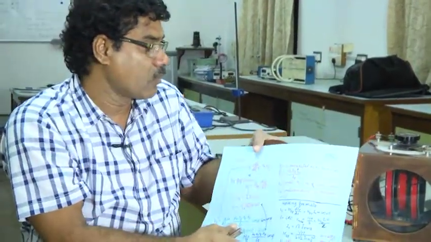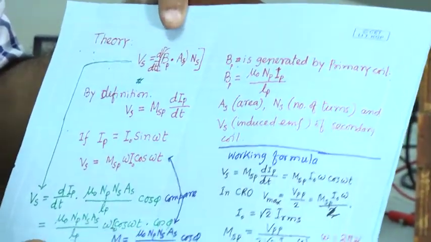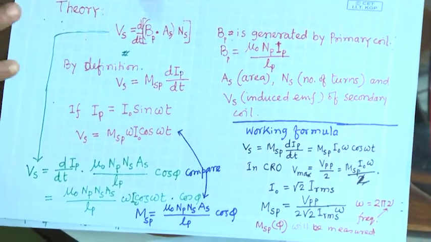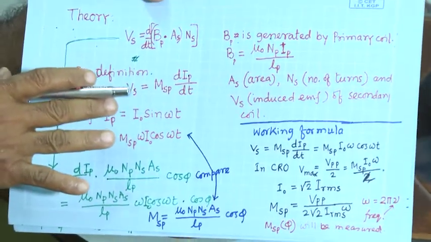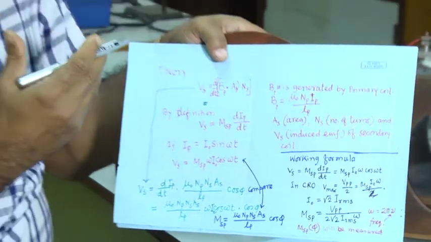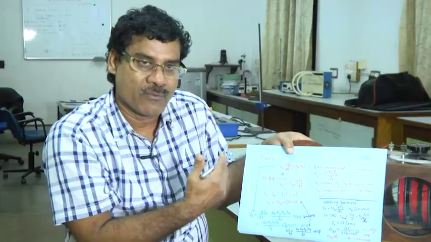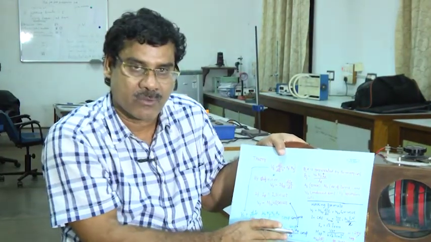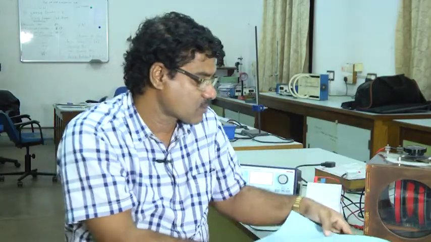So, for the working formula for our experiment, let me first show you the setup, then it will be easy to understand the purpose of this theory and the final expression of the working formula. Why we are taking this working formula in final form depends basically on your experimental setup. So, let me show you the experimental setup first.